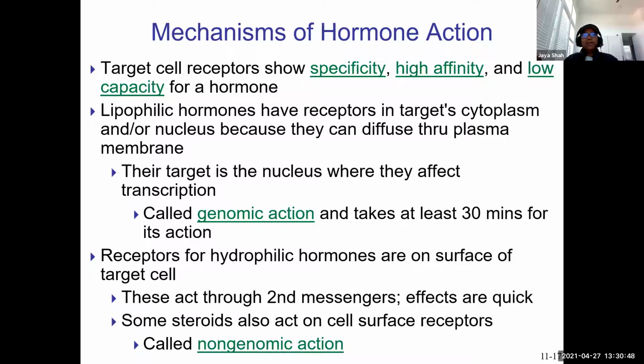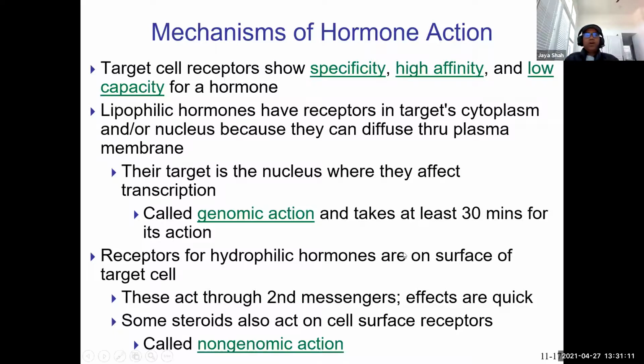Whereas the water soluble hormone, which is hydrophilic, binds with the receptor on the plasma membrane and can change only second messenger activity inside the cell and can change the biochemical metabolism inside the cell.